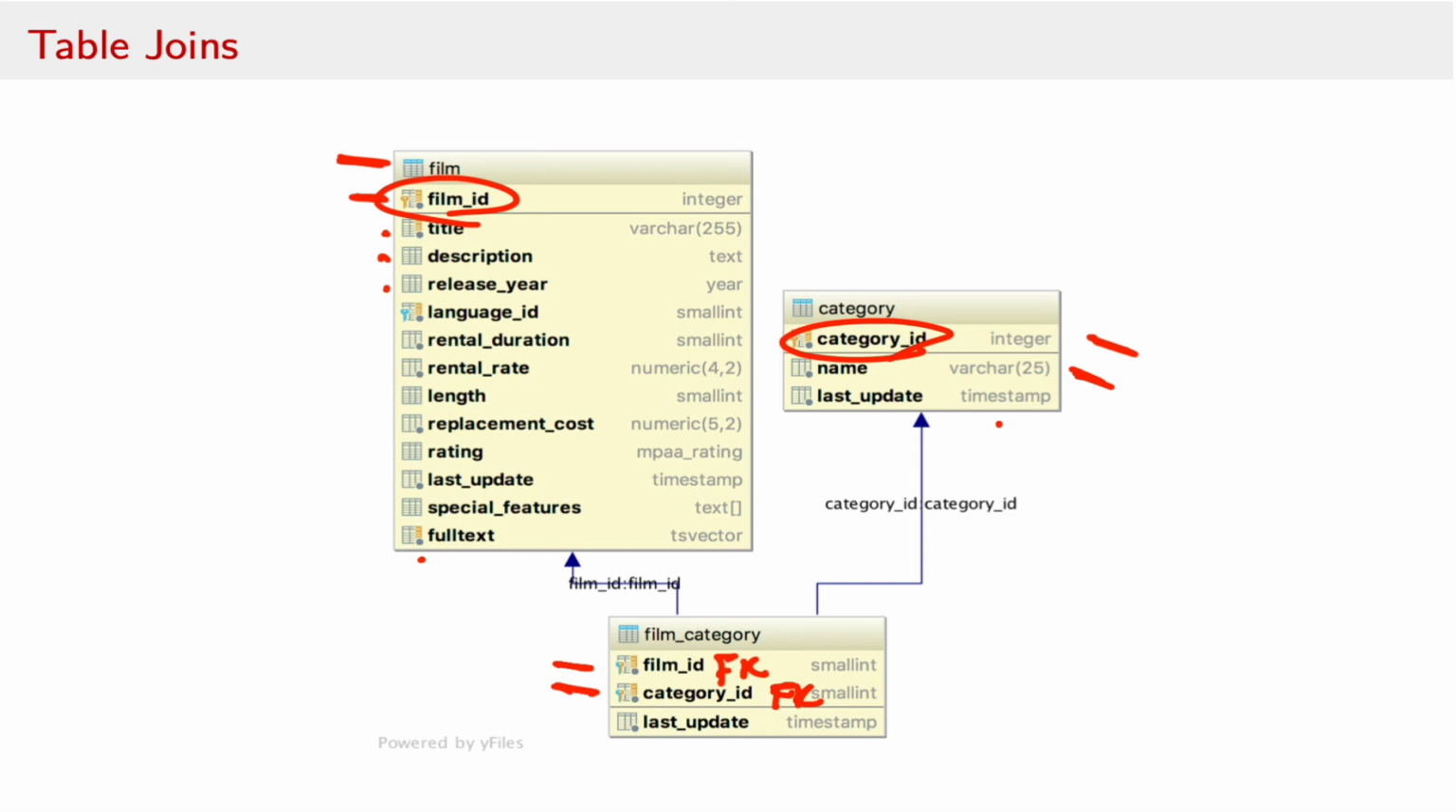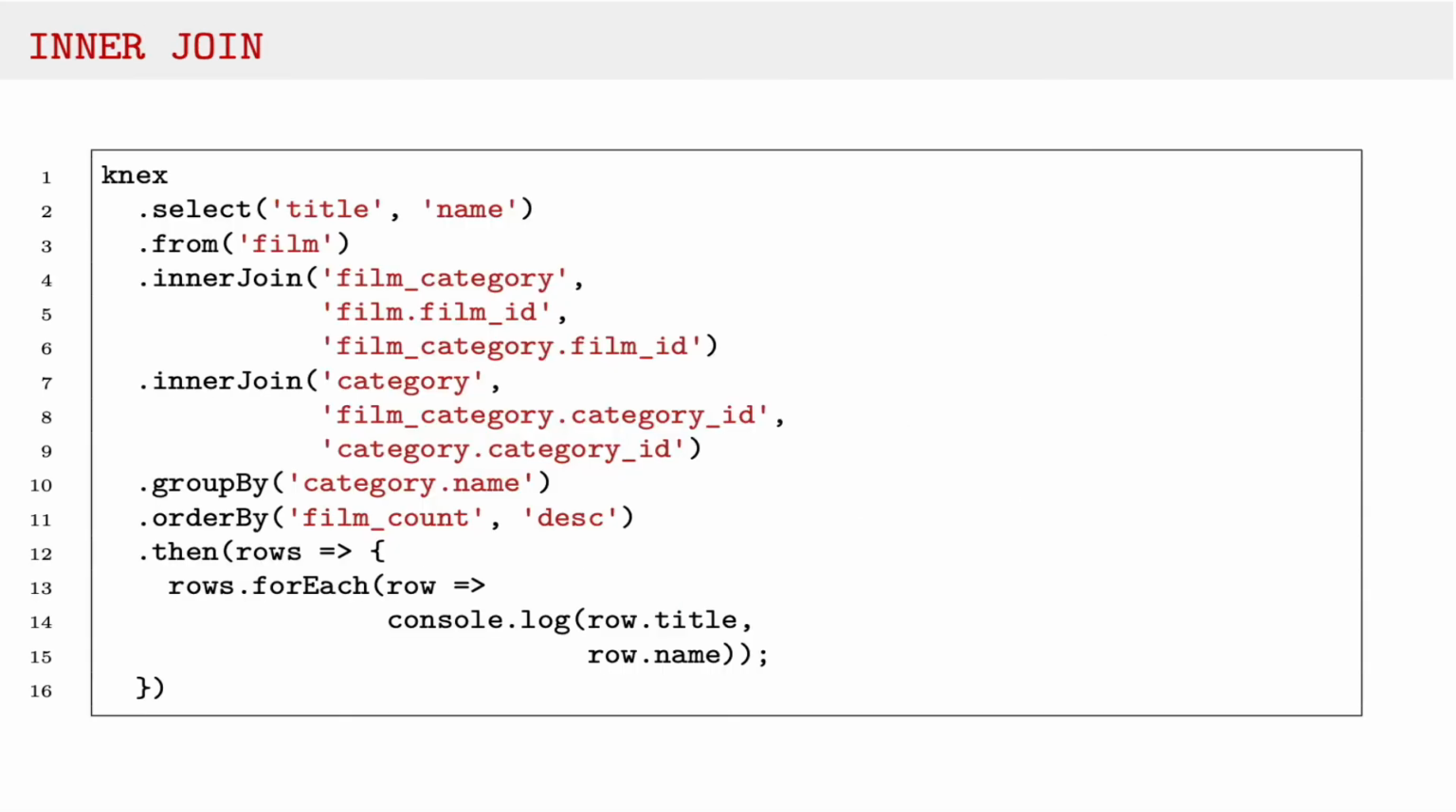We've got to be able to join the film table with the film category table, and film category with the category table, in order to determine which categories are associated with a particular film or vice versa. Okay, so that's the data model that we're going to use for these examples. And here's a query that does what we just suggested.